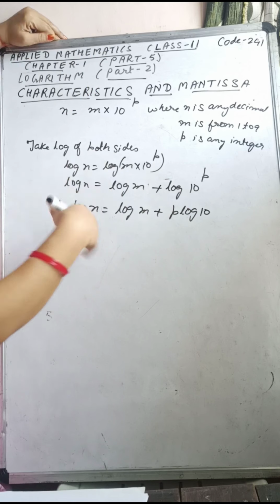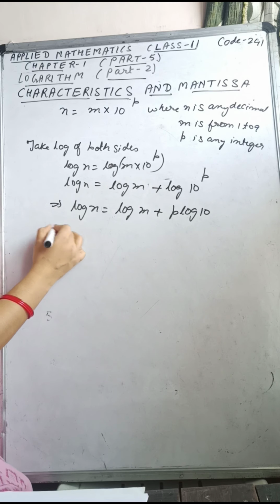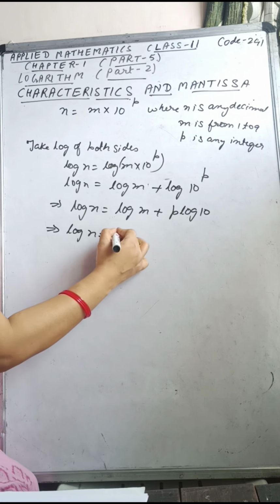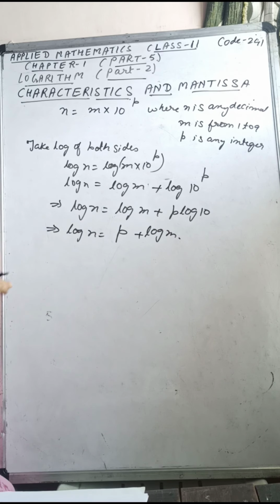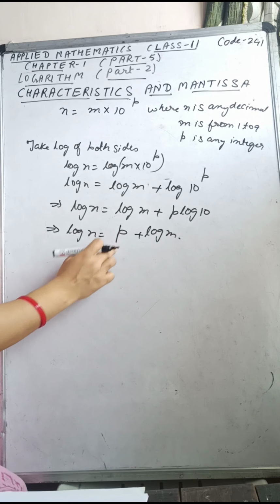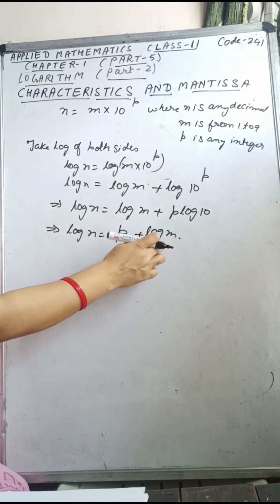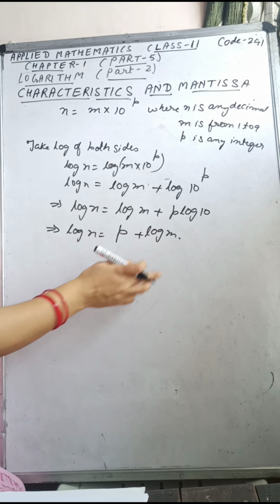Okay, now log 10, now in this chapter wherever we are doing log, the base, if it is not mentioned, we will be taking it as common logarithm, that is base 10. So this implies we can write this as log n equals, this p log 10 will be 1, so I can write this as p plus log m. Okay, now remember what is n? n is any decimal number. So log of any decimal number will be equal to p, p is any integer, plus, minus, anything, plus log of m. m is any integer from 1 to 9 only.